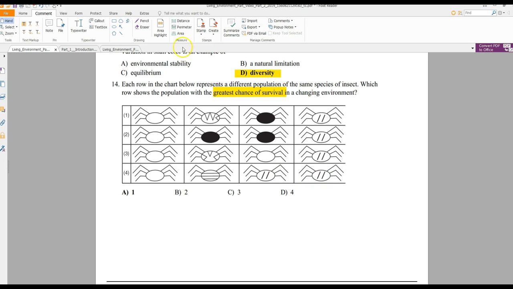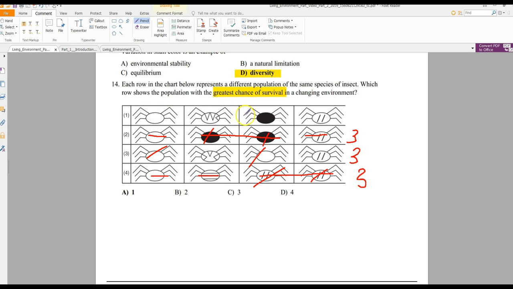These two are the same. Let me get my pencil. These two are the same, and these two are different. These two are the same, and these two are different. These two are the same, and these two are different. So we have, I'm sorry, there are three different species here. One, 2, 3. Over here, we have three different species as well. Here we have three different species as well. Again, 1, 2, and 3.